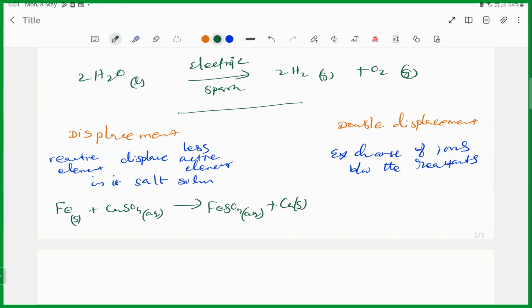Okay? The copper deposits on it. So in the double displacement reaction, when you take barium chloride aqueous and sodium sulfate, Na2SO4 aqueous, it gives barium sulfate solid plus sodium chloride aqueous. So this is known as double displacement reaction.